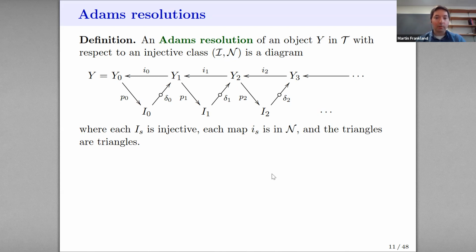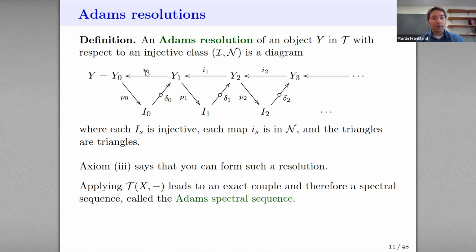And once you have that, then you can map. Right, and you can form that resolution precisely because of that third axiom in the definition of projective class. And then you map out of the other spectrum X, you get an exact couple and a spectral sequence. That's the Adams spectral sequence. Great. So it's all available in that setup of a nice triangulated category with a projective class or injective class.